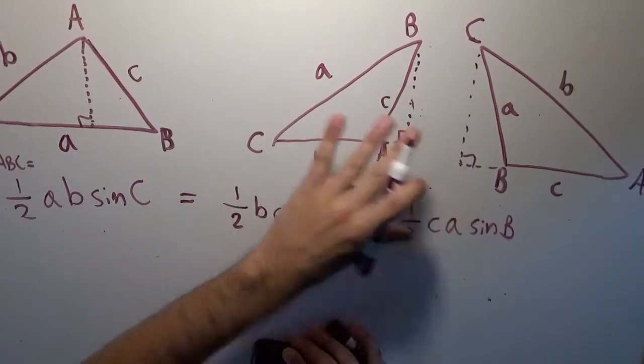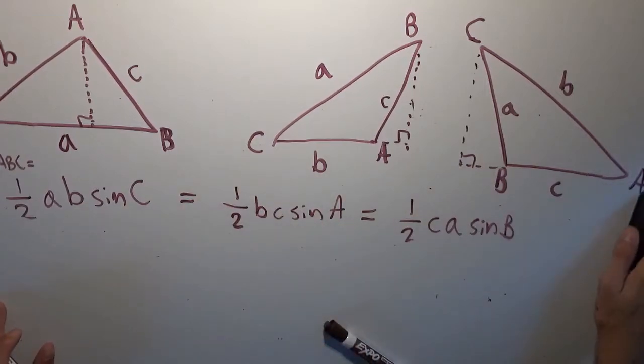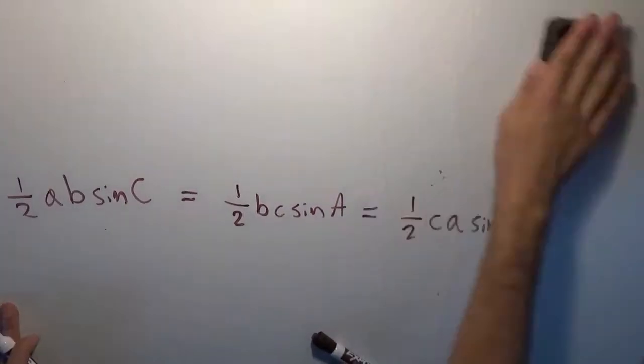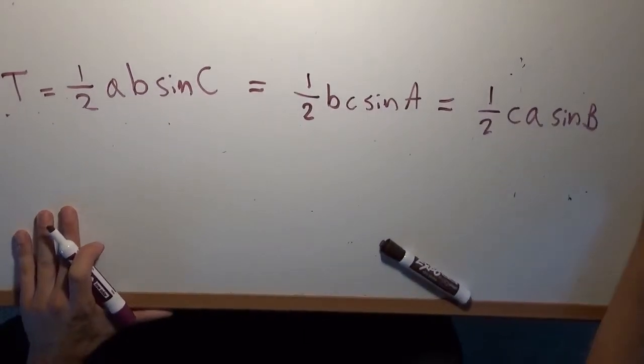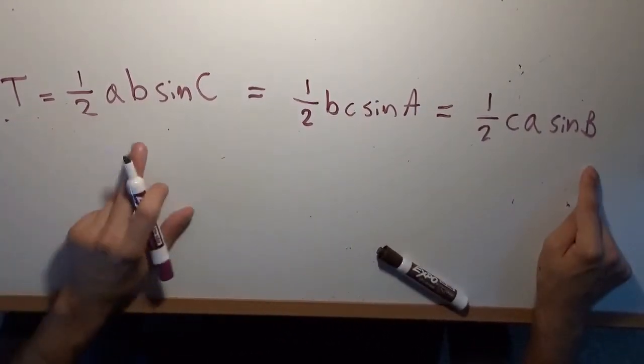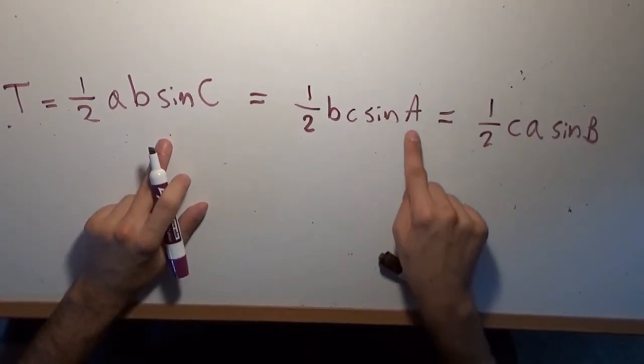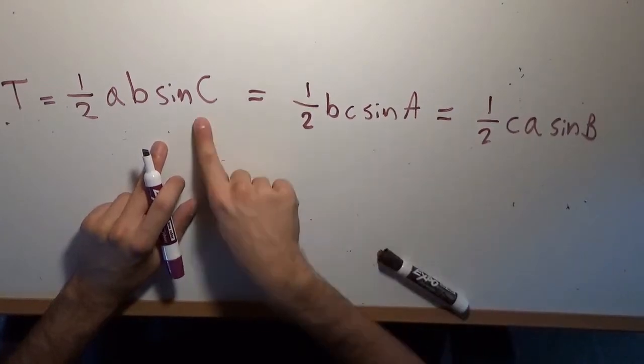Now what I'm going to do is erase all the triangles, and we're going to take a look at this set of equalities that we have here. So I'm going to erase this. Okay, so what do we know? We know that the area of the triangle T can be represented in all three of these ways, using the three sides, little a, little b, little c, and the three angles, big A, big B, and big C.